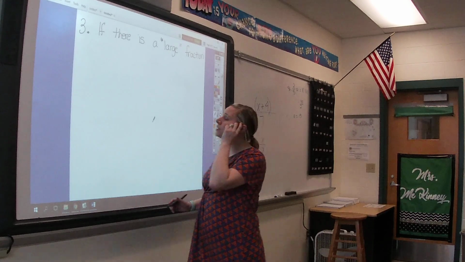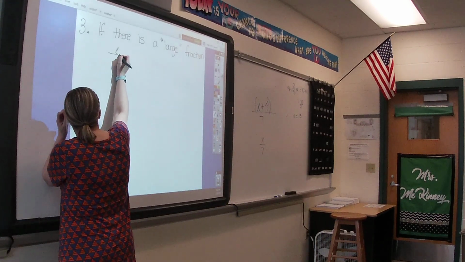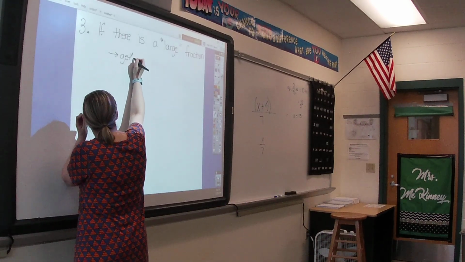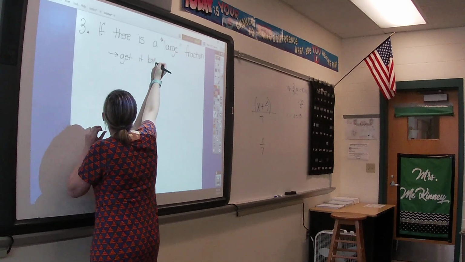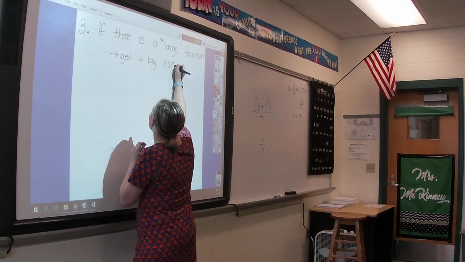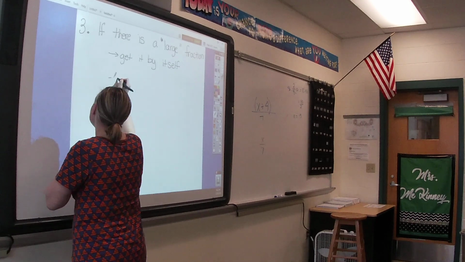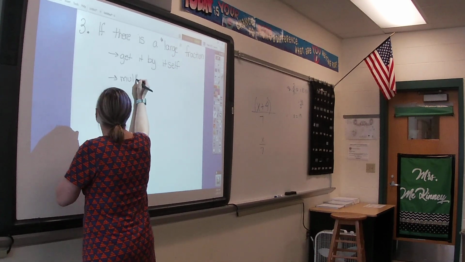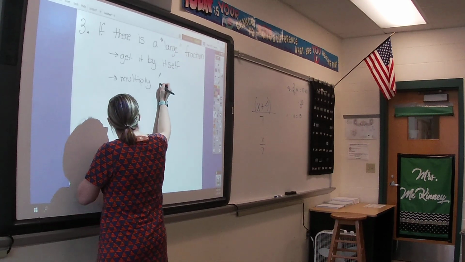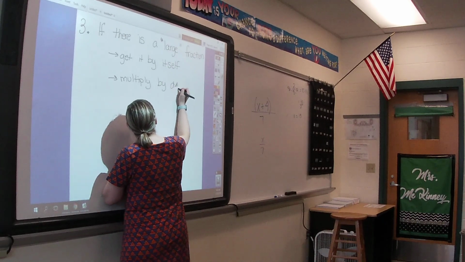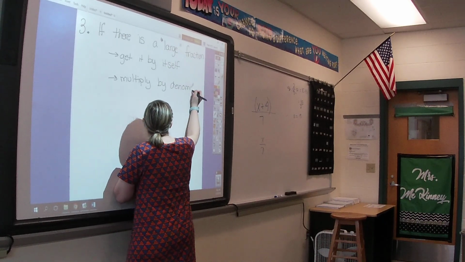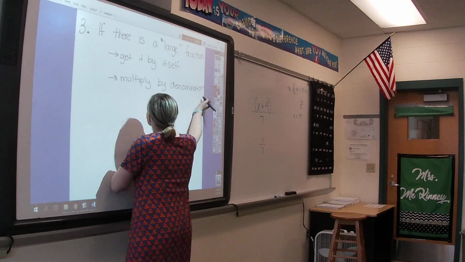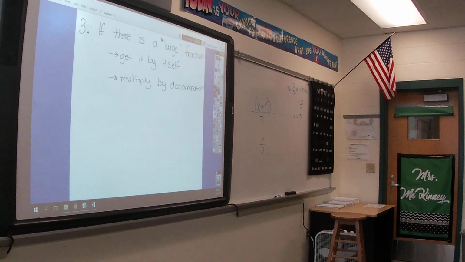So if there is a large fraction, we're going to get that large fraction by itself. And then multiply by the denominator. What's the denominator? Bottom. The bottom, right? In that case, 7.